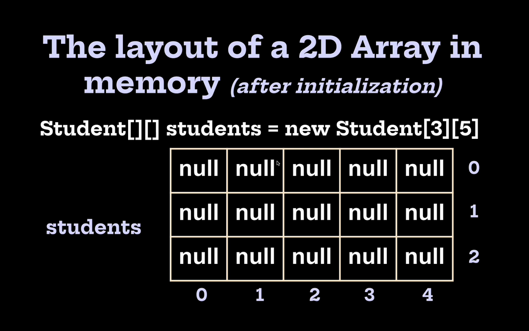Now, how about if we have something like Student, and a 2D array of Student called students equal to new Student, and we have 3, 5. Again, notice here, this represents the row. So if we look from left to right, that's the row, 1, 2, 3. And from top to bottom, that's the column, 1, 2, 3, 4, 5. And so this structure here means that we have 3 rows and 5 columns of a Student type, a 2D array of a Student type called students.